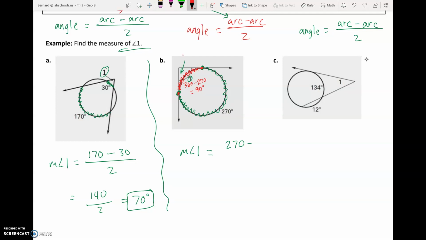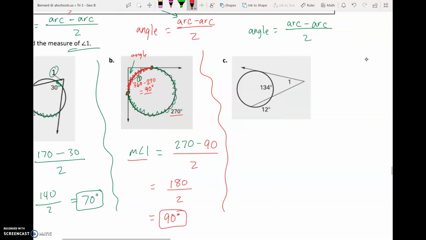So again, our angle, the measure of angle 1, is arc minus arc divided by 2. 270 is the big arc. We just found that the little one is 90, and then we'll divide by 2. And so 270 minus 90 is 180, and then 180 divided by 2 is 90. So angle 1 is a 90-degree angle. All right, now let's do C.